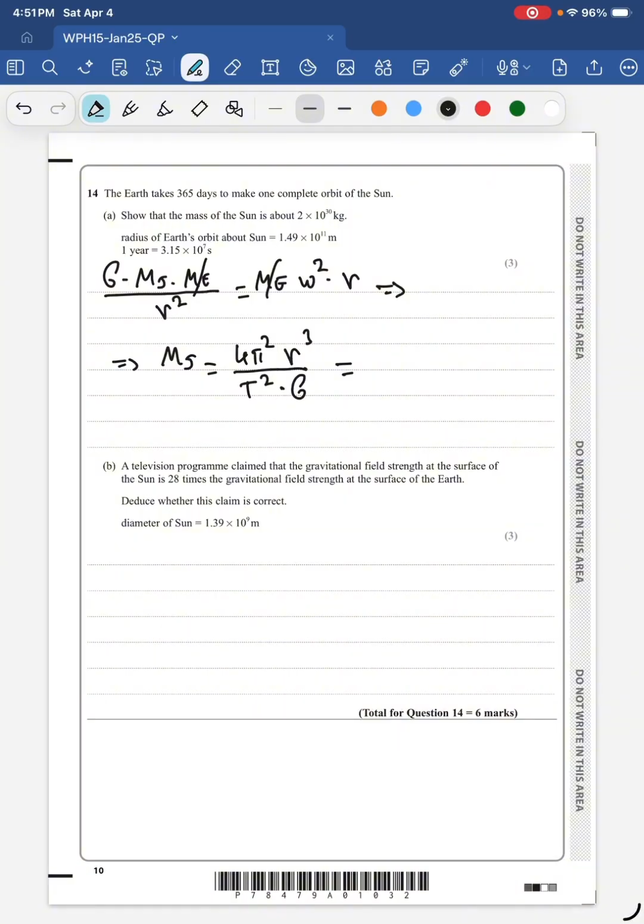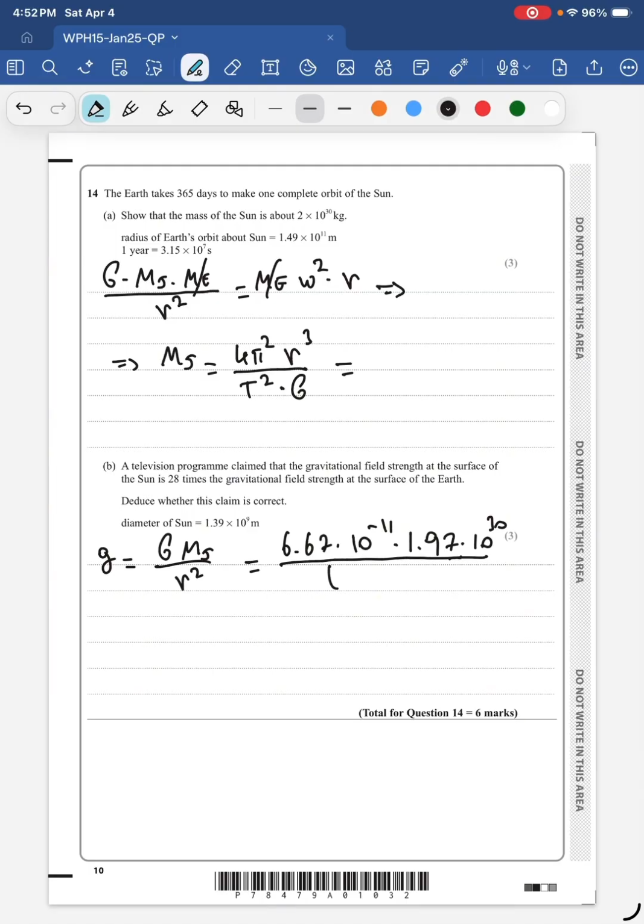Okay, part B. A television program claimed that the gravitational field strength at the surface of the Sun is 28 times the gravitational field strength at the surface of the Earth. Deduce whether this claim is correct, and they give you the diameter of the Sun as 1.39 times 10 to the 9. So the gravitational field strength is equal to the gravitational constant times the mass of the Sun over the radius of the Sun squared. Okay, so this is 6.67 times 10 to the negative 11 times the mass we just found, 1.97 times 10 to the 30, over the radius squared.